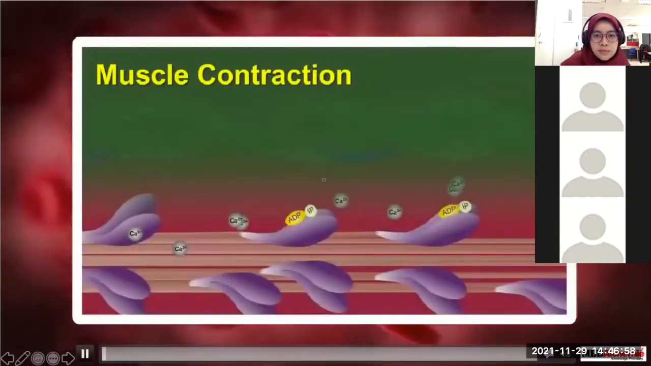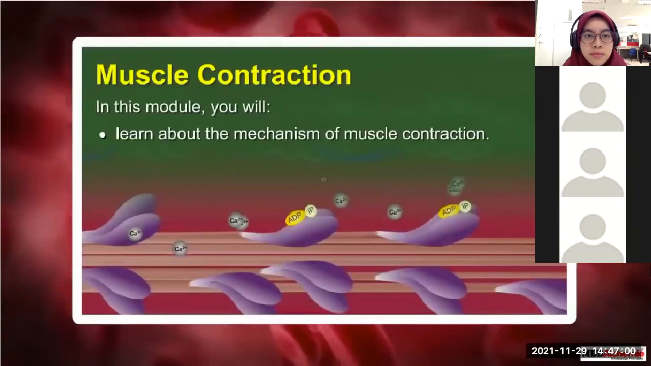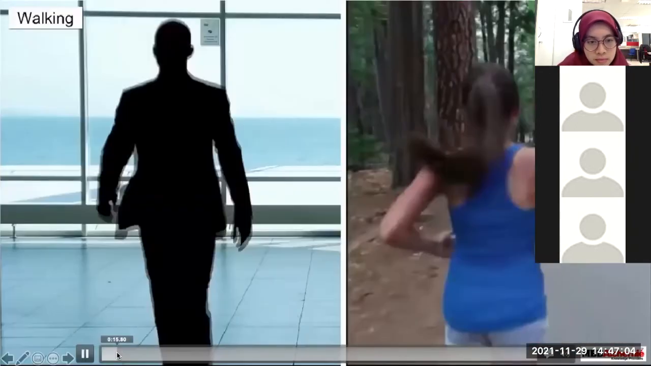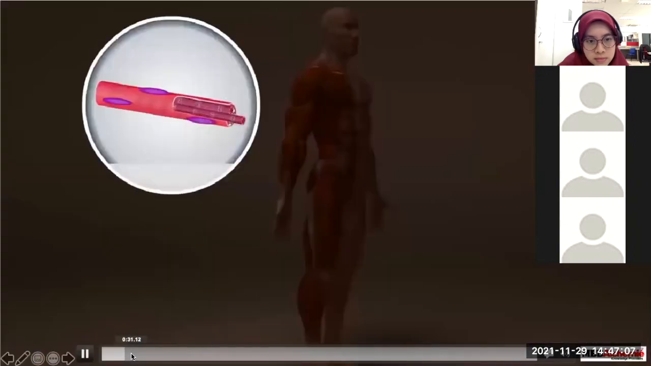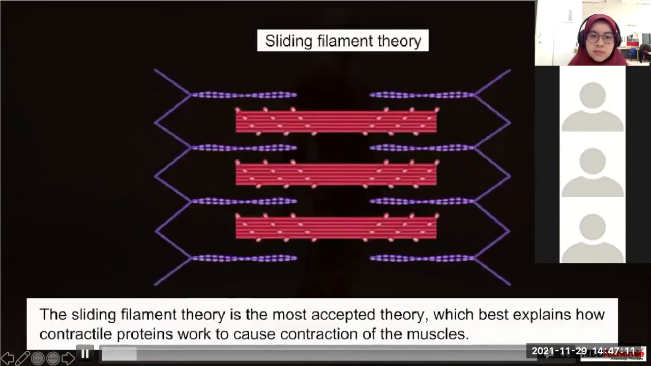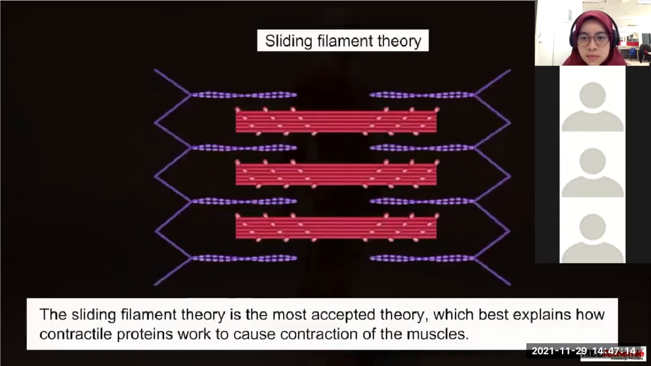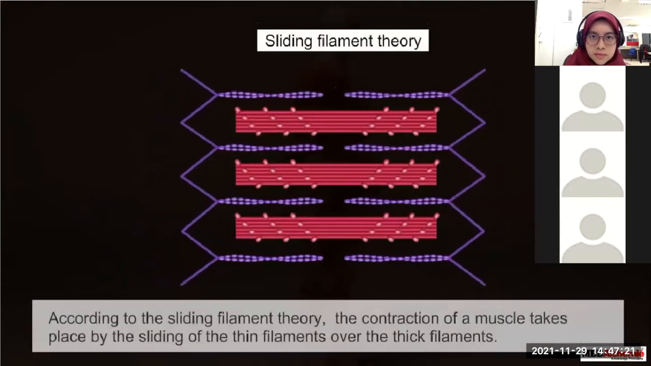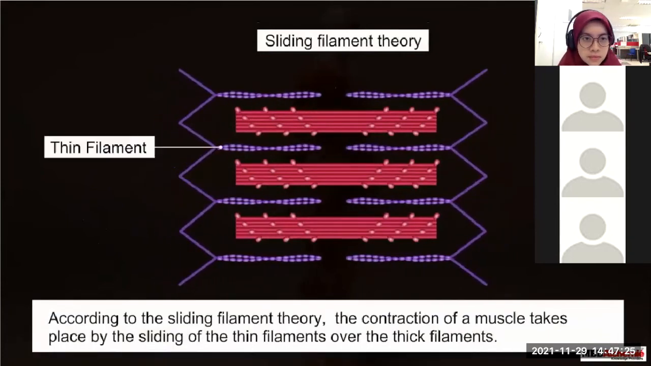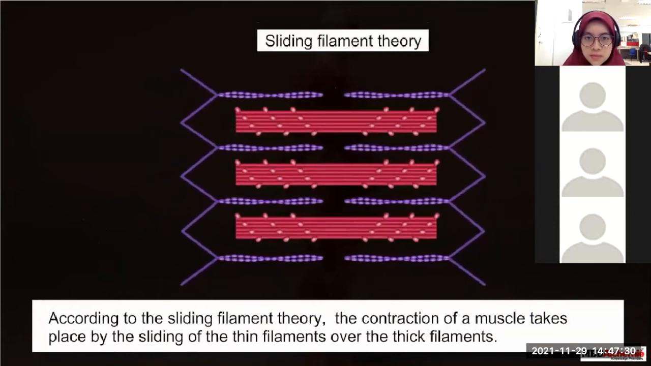Muscle contraction. In this module, you will learn about the mechanism of muscle contraction, walking and running, that is myofibril movements. The sliding filament theory is the most accepted theory which best explains how these proteins work to cause contraction of the muscles. The theory states that contraction of a muscle takes place by the sliding of the thin filaments over the thick filaments. Let us understand the steps given in the theory.